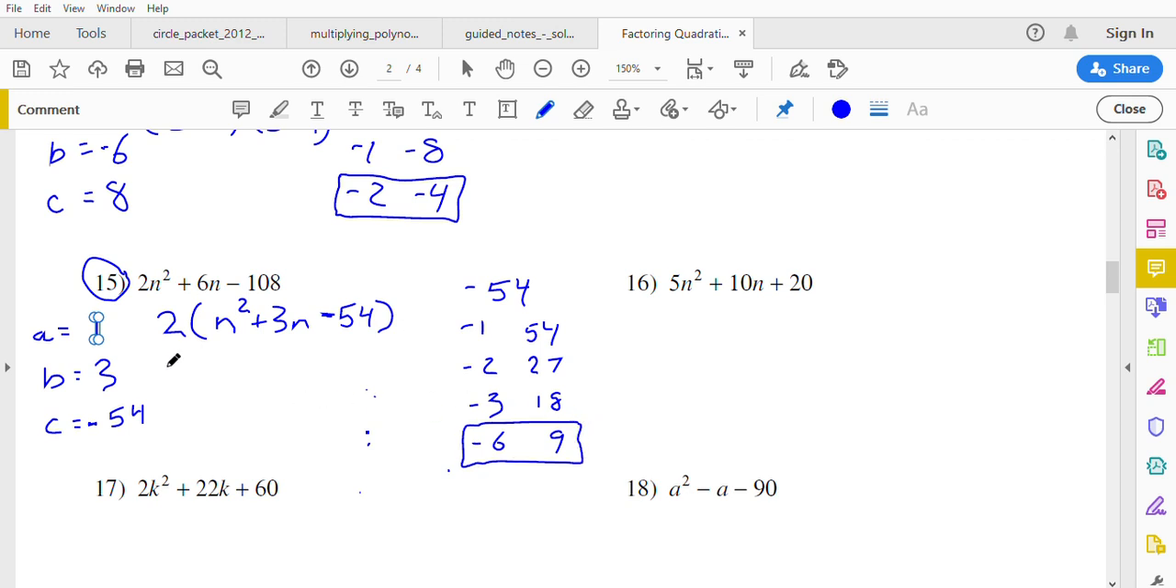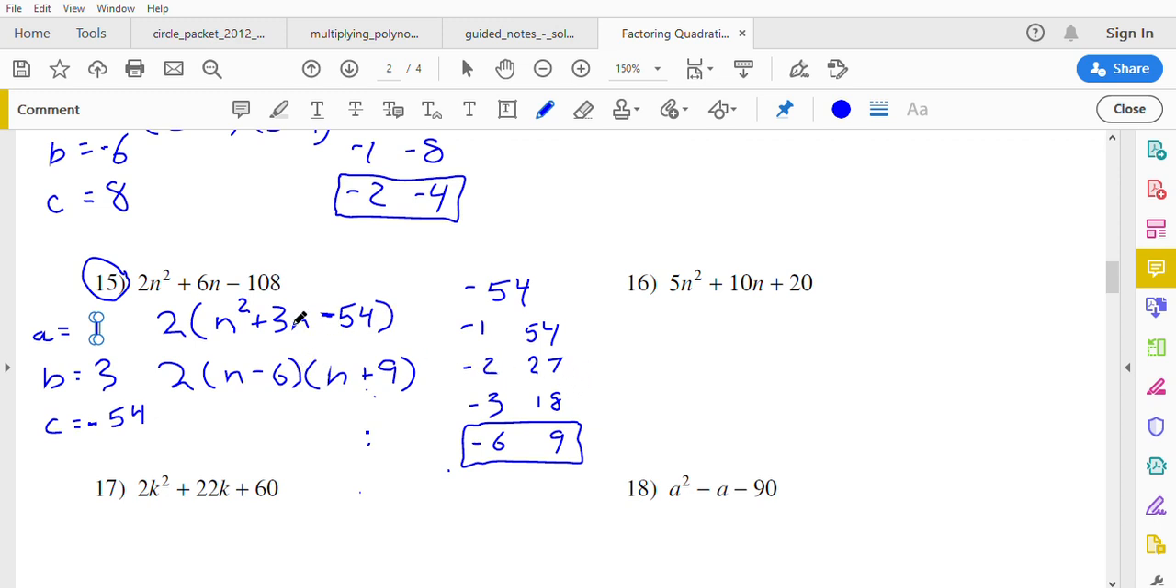So you're still going to write it in factored form. The one thing we have to remember is this 2 has to come down with us. So it's 2 times n minus 6 times n plus 9. And that's us right there. So again, like we were saying before with the example of 24, we have 1, 2, 3 factors of this number, and that's totally fine. Okay?